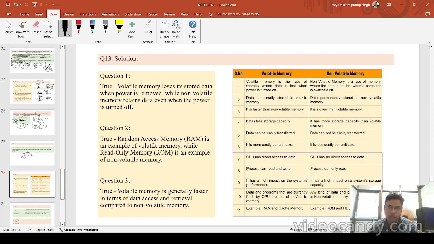Actually, I have given this comparison on the right side of the screen. It is not clearly visible if your screen is not zoomed, so I will explain it. Volatile memory means the data is lost when it's switched off. When the power is off, data will be lost in volatile memory. But in non-volatile memory, the data will not be lost when it is switched off.